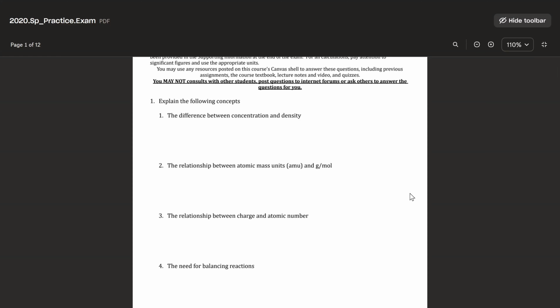Explain the relationship between charge and atomic number. Like, well, atomic number is the number of protons, so basically short answer, 1-sentence answers for this part. These 5 questions are going to be worth a total of 10 points, so 2 points apiece.